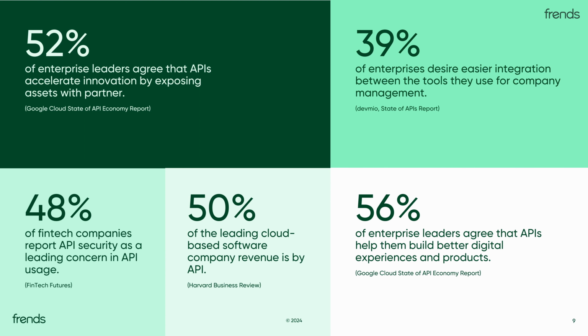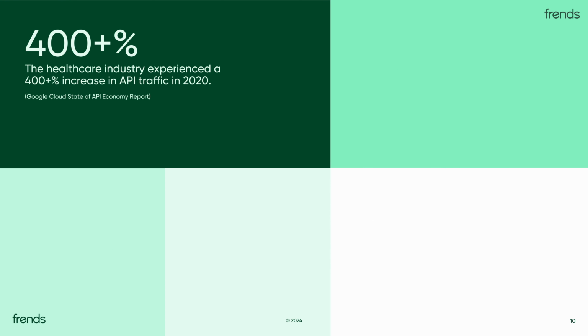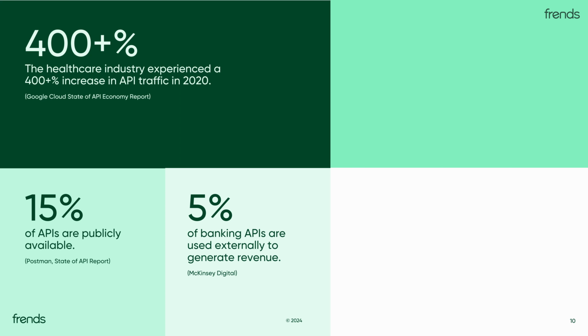So we can see the trend here, but not stopping there. A bit older statistic from 2020: the healthcare industry experienced an increase of 400% in API traffic. That's massive. And we can just imagine what the same number would be nowadays. Also quite interesting, 15% of APIs are publicly available. So a fairly small number, a sixth of all the APIs. And also from the banking industry, 5% of banking APIs are used externally to generate revenue, by McKinsey Digital.